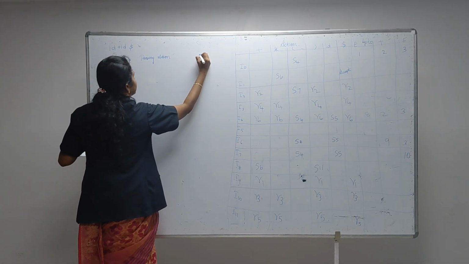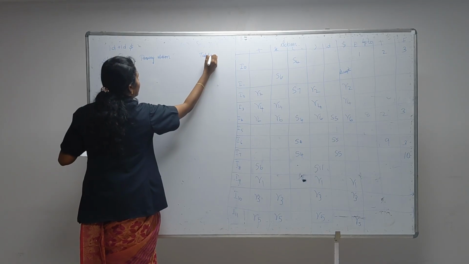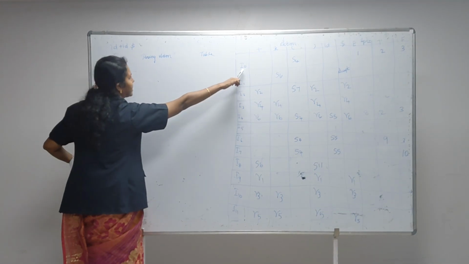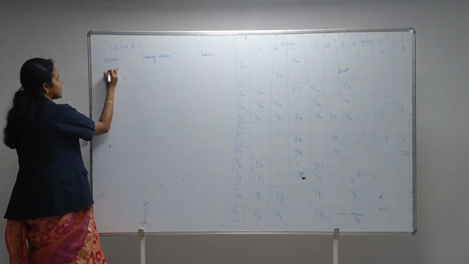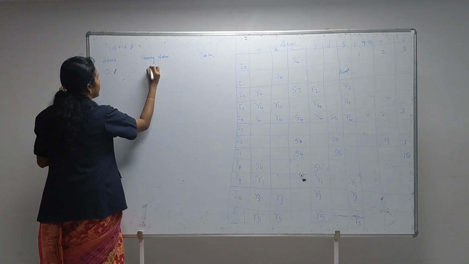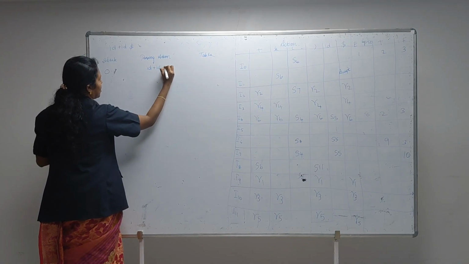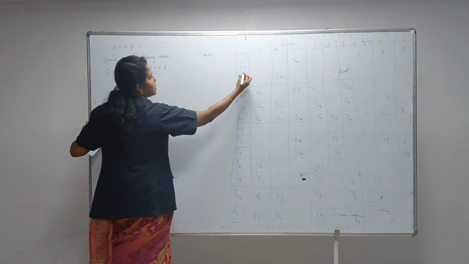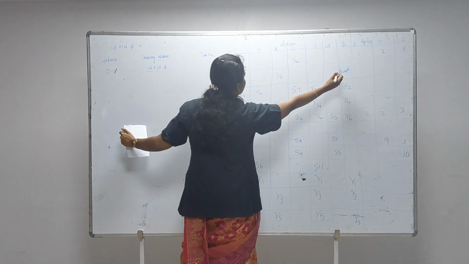Then the last one is the table. For the stack, we start with state I0, so I will be starting here at 0. The parsing action is ID plus ID dollar. So for 0 comma ID, you have to check for ID.